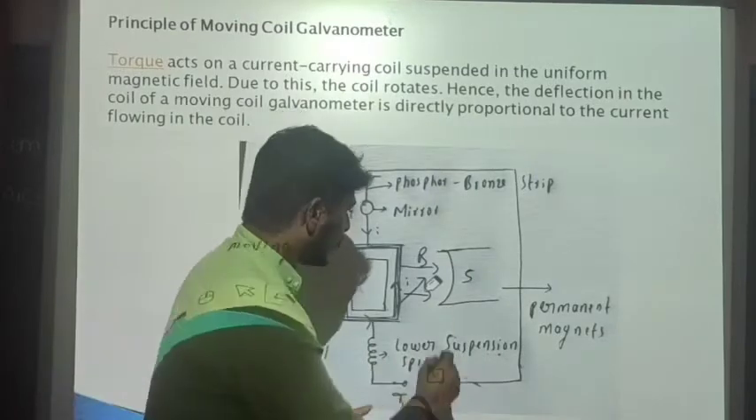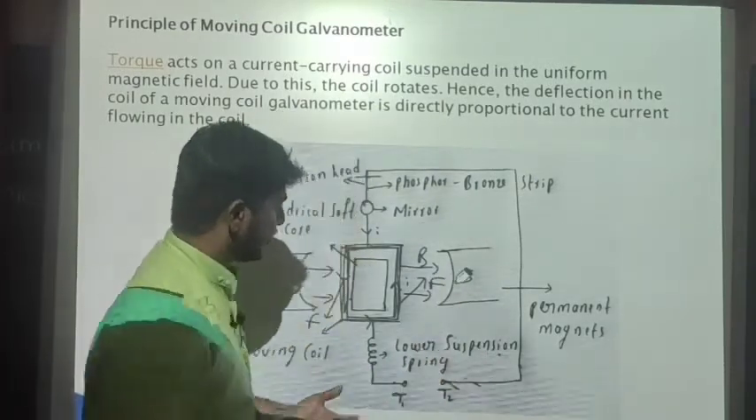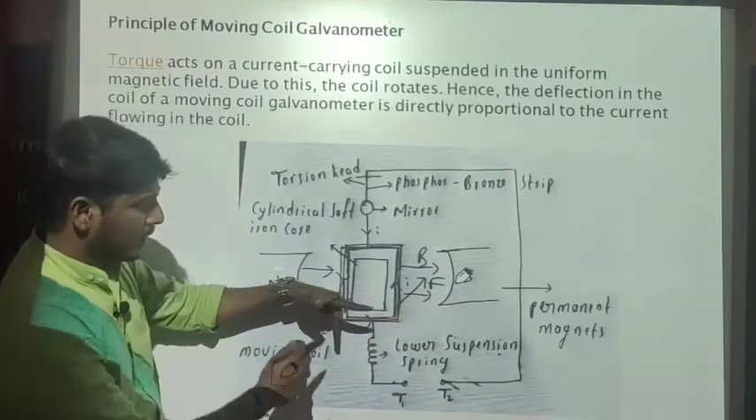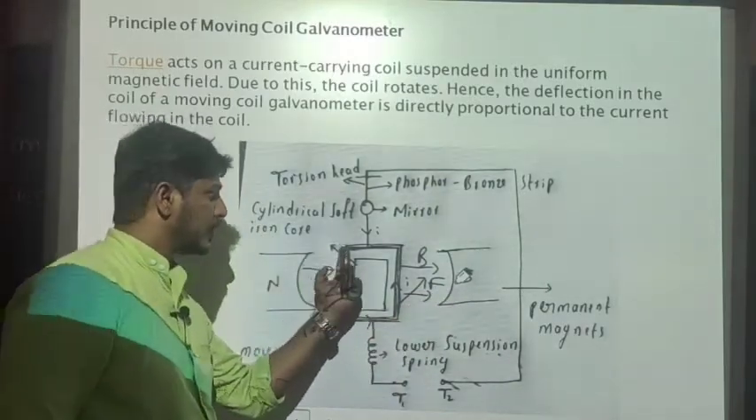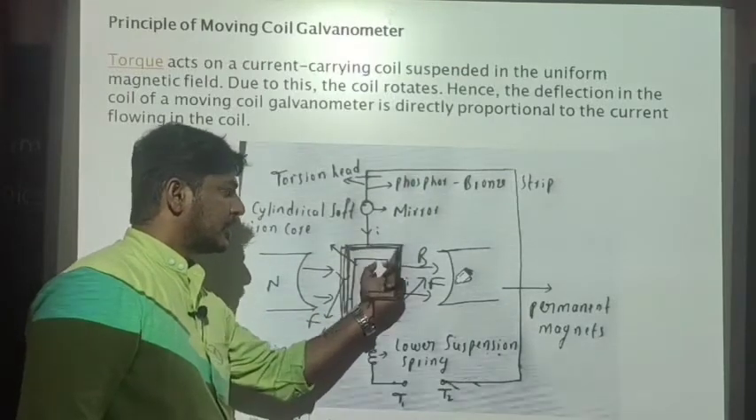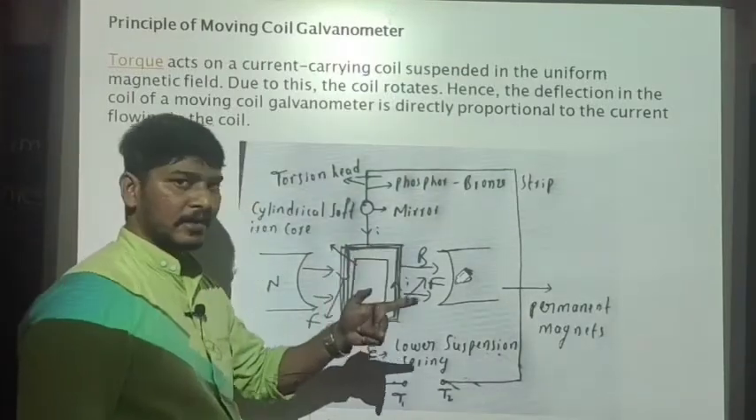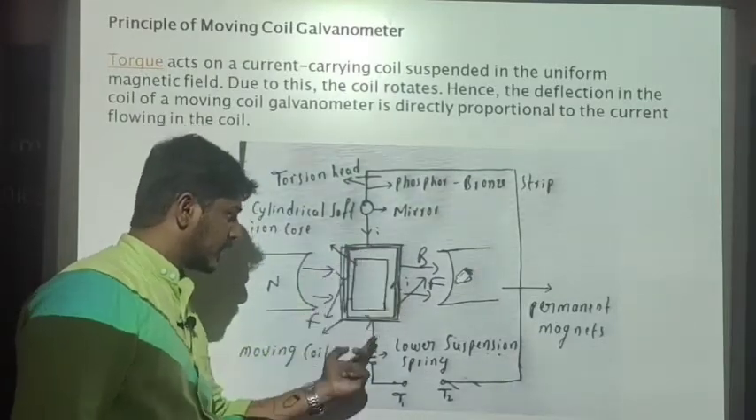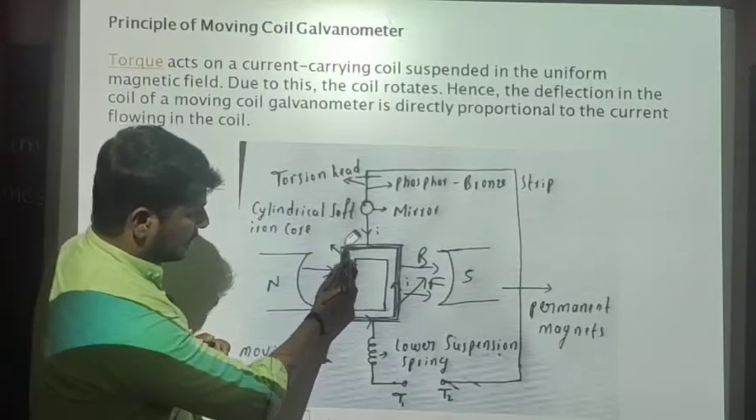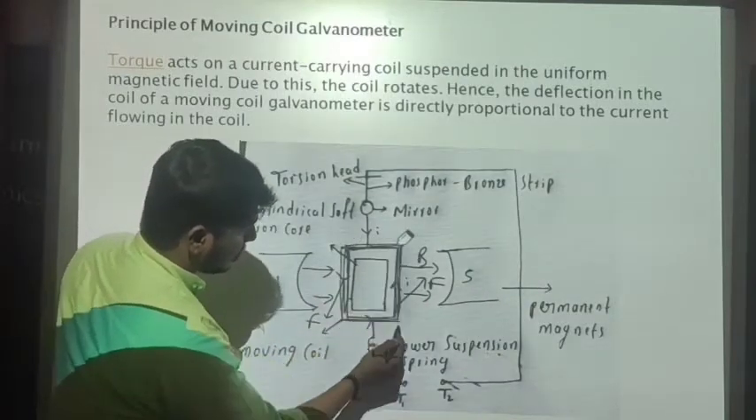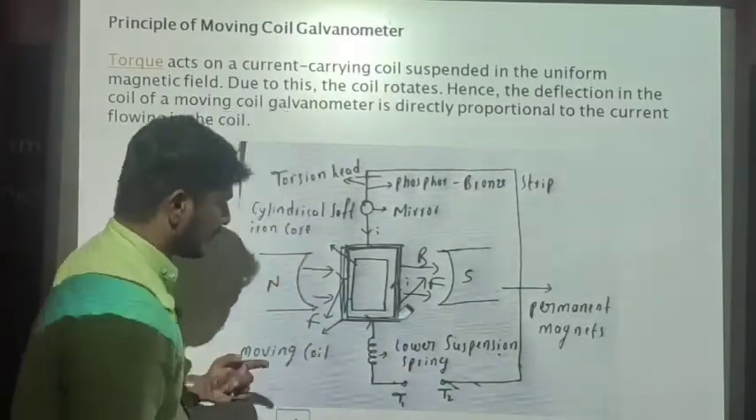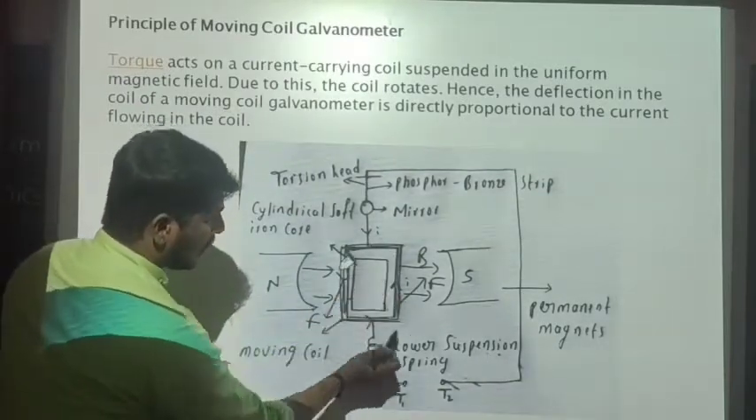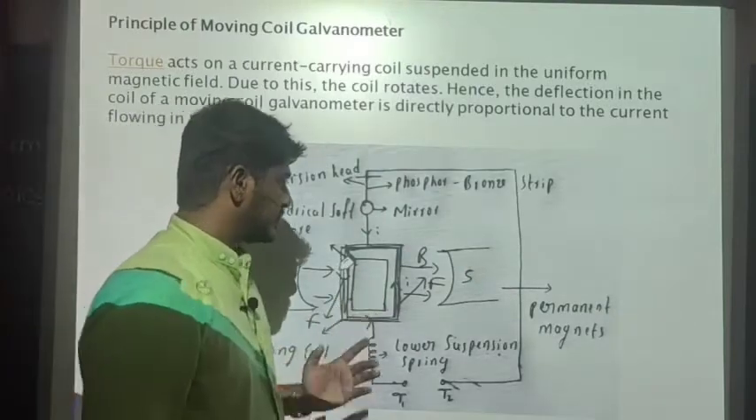Here you can see that two forces are acting. One is into the board and another is out of the board. And here, the current vector and magnetic field vector are both parallel, so the resultant force is 0 here and here. But at these points, the force is not 0. Here two forces are acting on the copper coil. Due to these two forces, what happens?